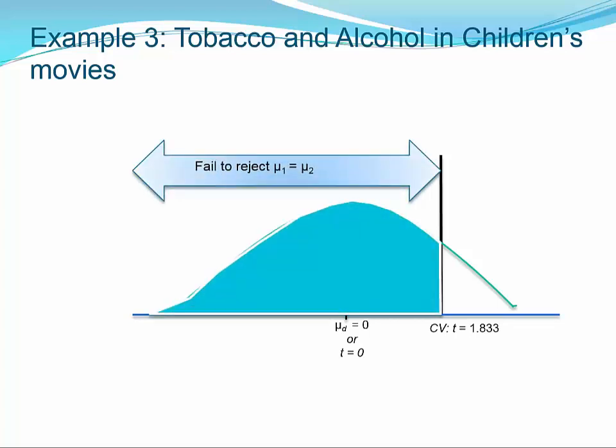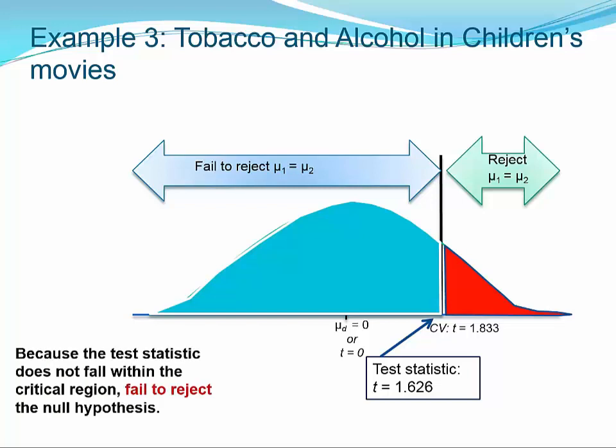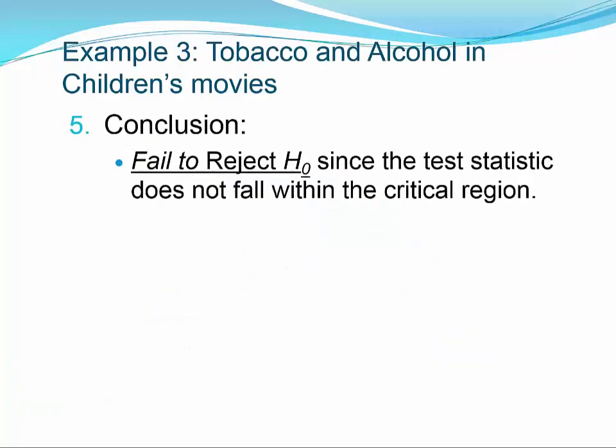Anything to the left of it is the fail to reject the null. Anything in the tail to the right is reject the null. Our test statistic 1.626 is just before the 1.833, so it does fall in the fail to reject region. Because it falls in that region, we fail to reject the null. So we fail to reject the null since the test statistic does not fall within the critical region.